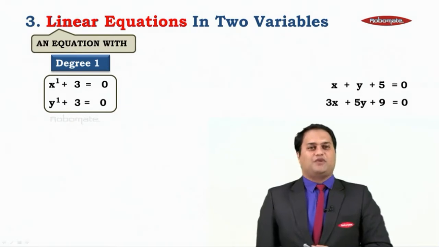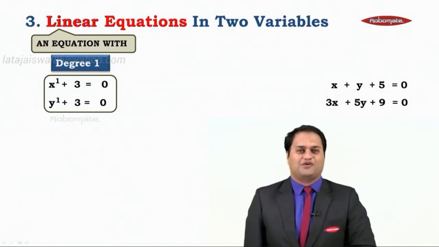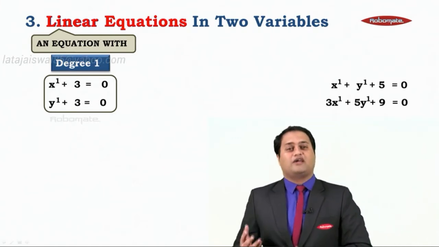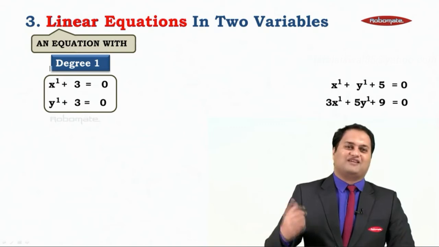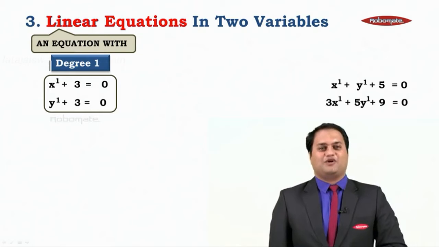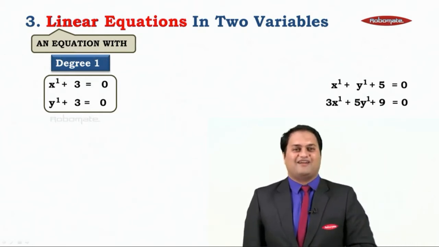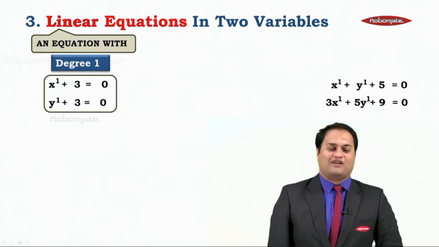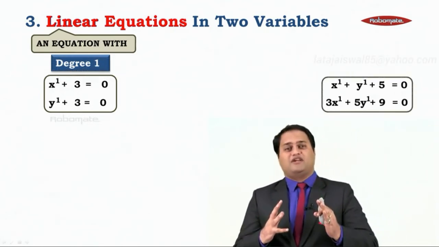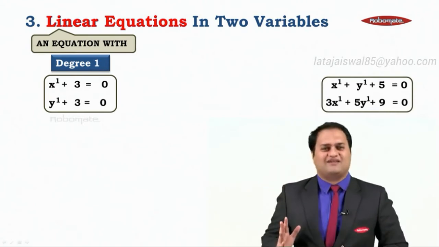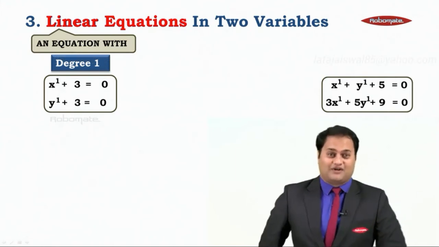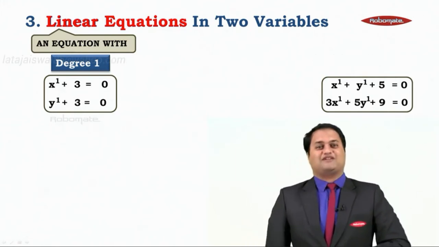The next equation, x plus y plus 5 is equal to 0. What is the highest power? Look at the power of x, 1. Look at the power of y, 1. So the highest power is 1. The degree is 1. It is a linear equation. Again, look at the next equation, 3x plus 5y plus 9 is equal to 0. Very clearly given over there. The highest power is 1. The degree is 1. So again, these are the two linear equations. So to identify whether an equation is linear or not, just check the degree. If the degree is 1, it is linear.